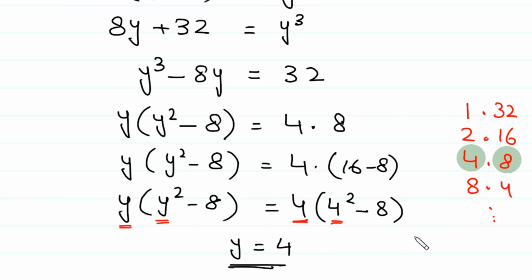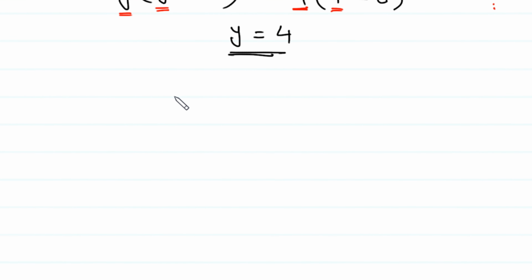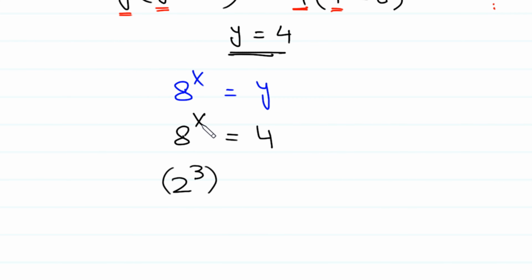Now recall that we have supposed 8 to the power x is equal to y. Now in this equation we put this value of y, 4. 8 to the power x is equal to the value of y, 4. Next, this 8 can be written as 2 to the power 3, to the whole power x, is equal to 4. According to the rule of exponents, a to the power m to the whole power n is equal to a to the power m times n.